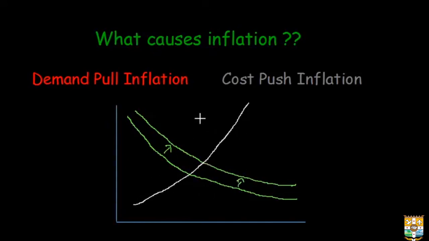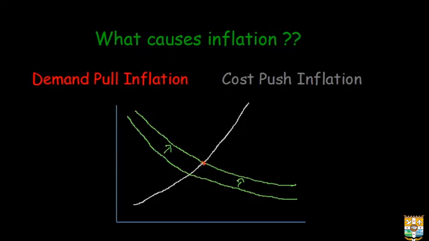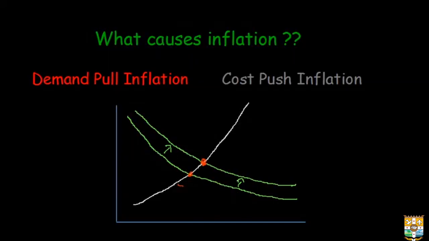When the demand curve shifts upwards, we say that there was demand pull inflation, because let's note where the prices are. The prices have gone up from this point here to this point here. The increase in prices happened because the aggregate demand, or the demand for one particular commodity, increased. Price increasing because of such a shift in the demand curve is called demand pull inflation.